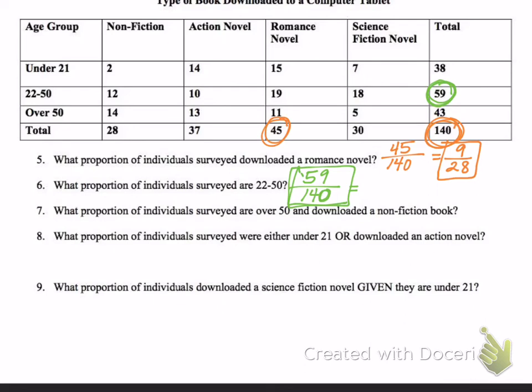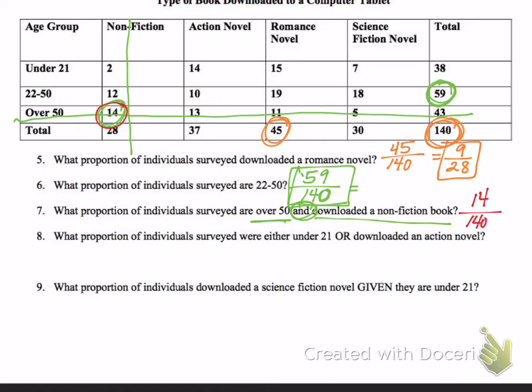Number 7, what proportion of individuals surveyed are over 50 and downloaded a nonfiction book? So I'm going to look at the intersection. This is where the column and the row intersects. I'm going to look at over 50, so that's this right here. And I'm going to look at downloaded a nonfiction book, which is this column. What is the number of where they intersect? So they are both over 50 and nonfiction. 14. So this proportion would be 14 out of 140. And that reduces to be 1/10.